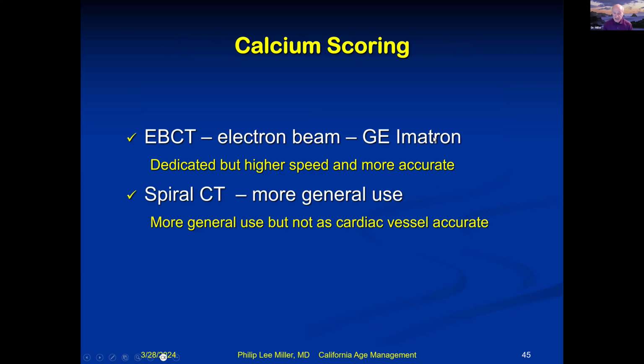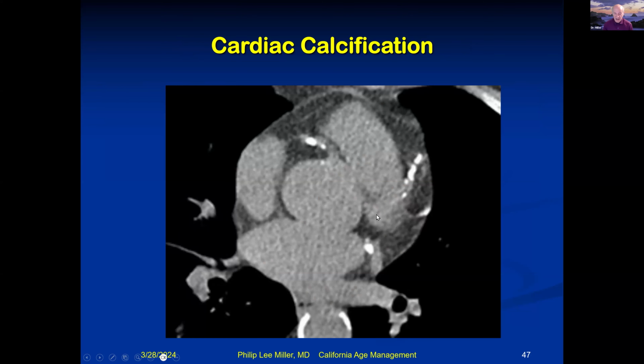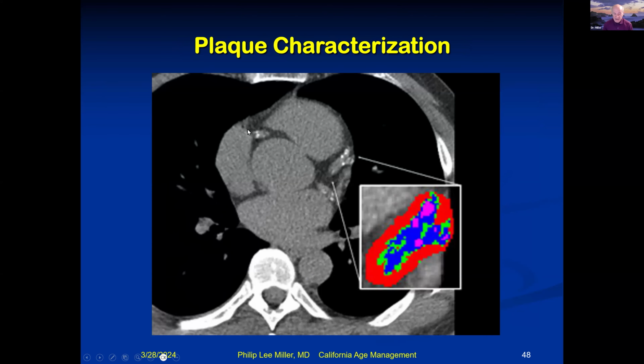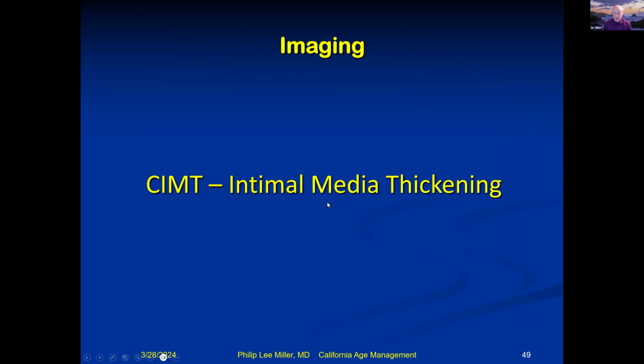There's the EBCT, which most people are not using, and there's the spiral CT, which is in general use. This one here is retrofitted. This one is dedicated. So this is what the EBCT looks like. And what we're looking at is calcifications there. Furthermore, this is what we used to do in our office.